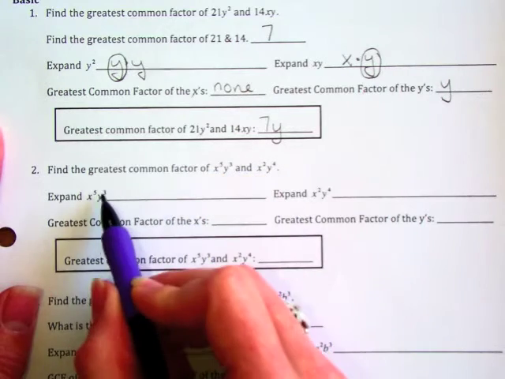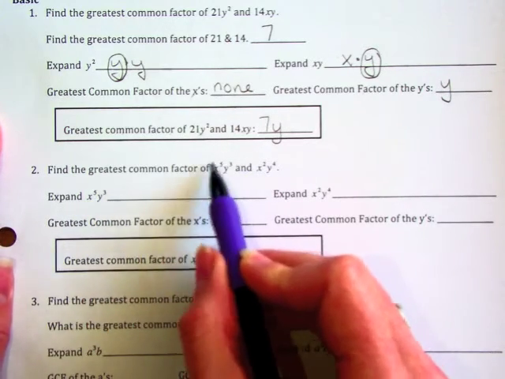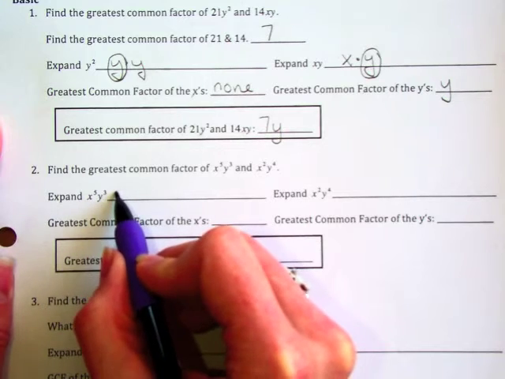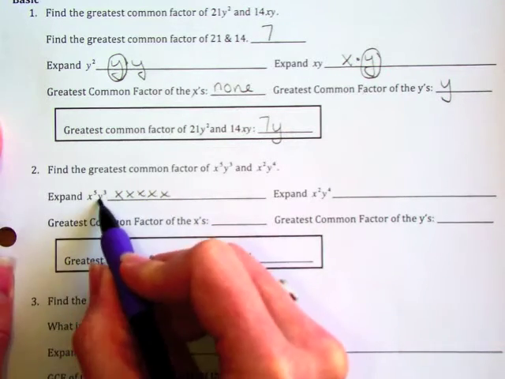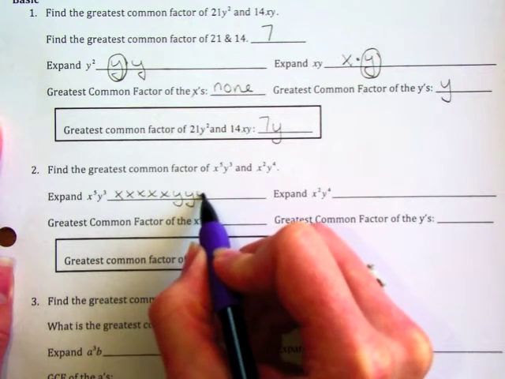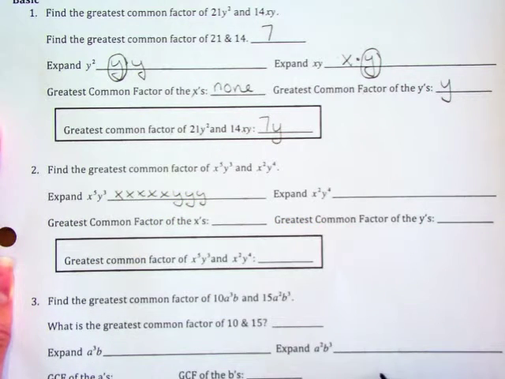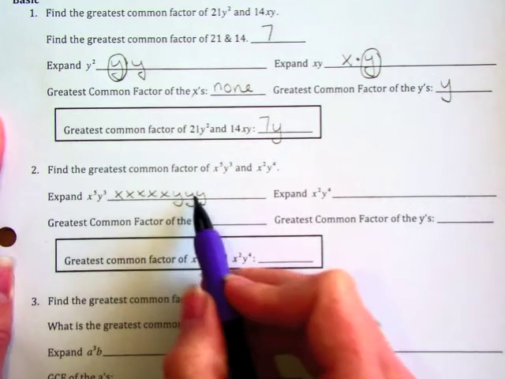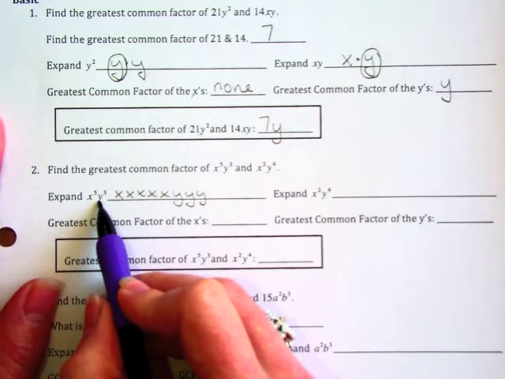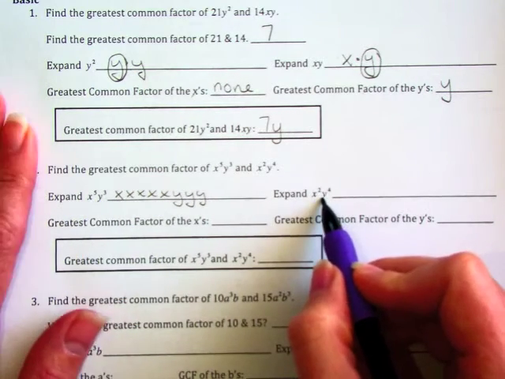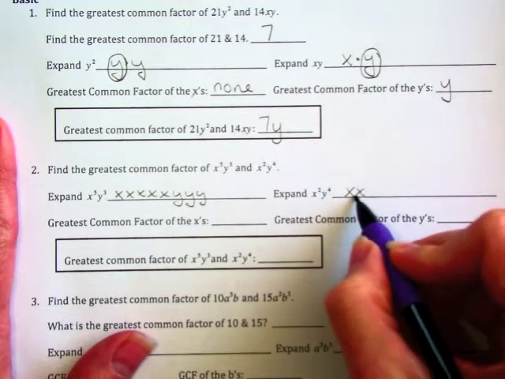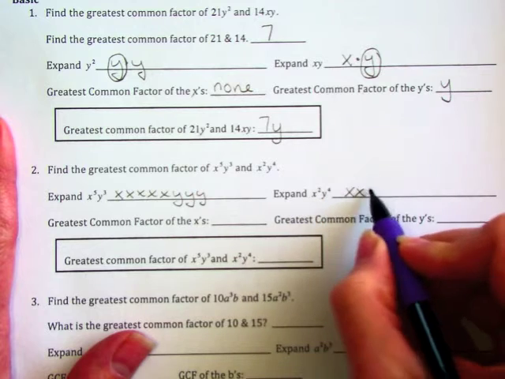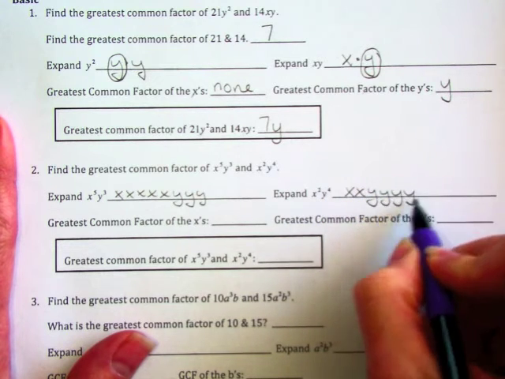First it asks me to take the first monomial and expand out the variables. So x to the fifth means I have 5 x's multiplied together. y to the third means I have 3 y's multiplied together. That is the expanded form of x to the fifth times y to the third. Similarly, for my second monomial, I have x squared y to the fourth, so I have x squared, 2 x's multiplied together, and y to the fourth, 4 y's multiplied together.